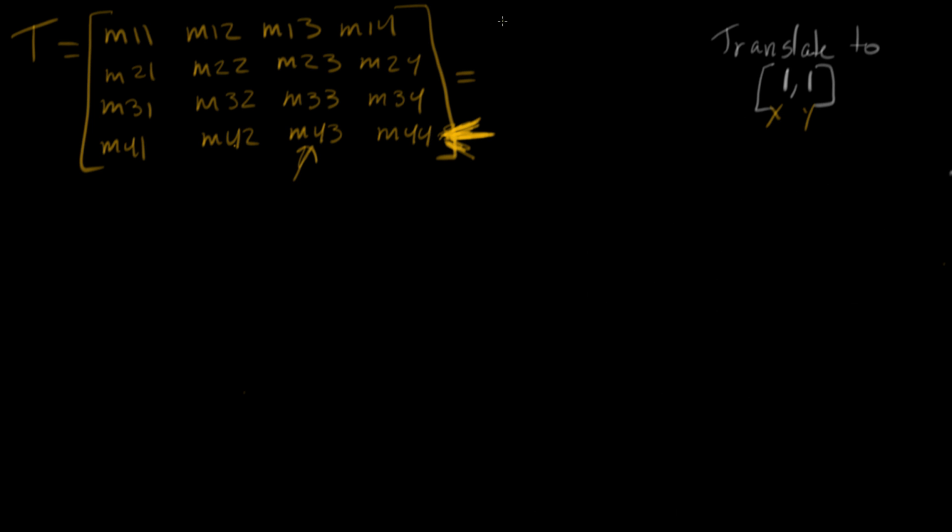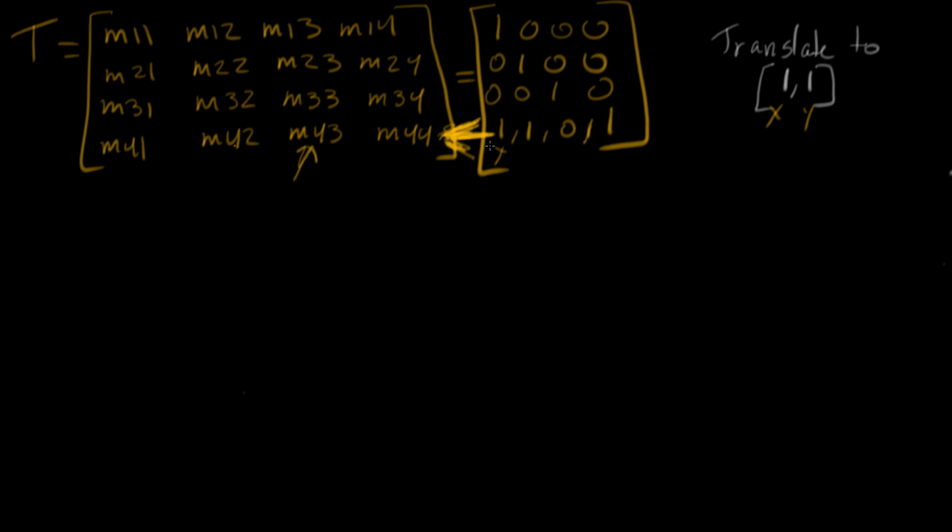So the first row is going to be 1, 0, 0, 0. Next one is 0, 1, 0, 0, then 0, 0, 1, 0. And then 1, comma 1, comma 0, comma 1. That's X, Y. Alright, so T translated to 1, comma 1 is equal to 1, 0, 0, 0, 0, 1, 0, 0, 0, 0, 1, 0, 1, 1, 0, 1.